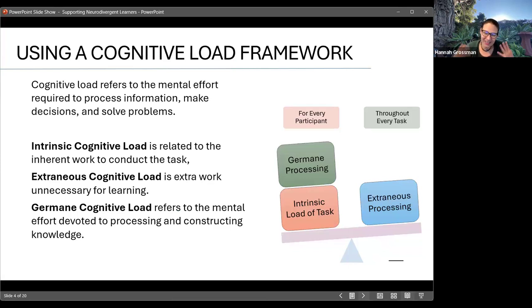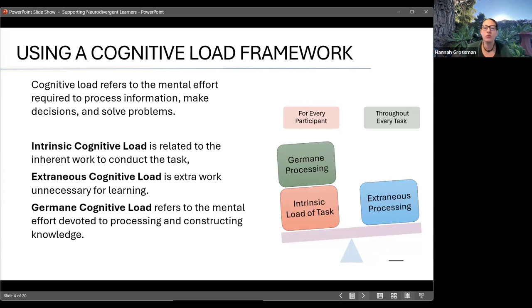So a cognitive load framework is the place I'm sitting this in and playing with this in. It's the idea that anytime we try to think or process or do anything, it is work. And we are able to do a certain amount of work at a certain time and balance that work. And that work comes in different parts.